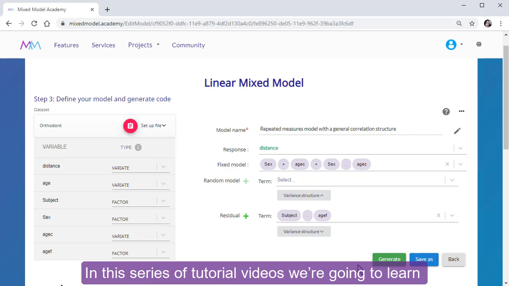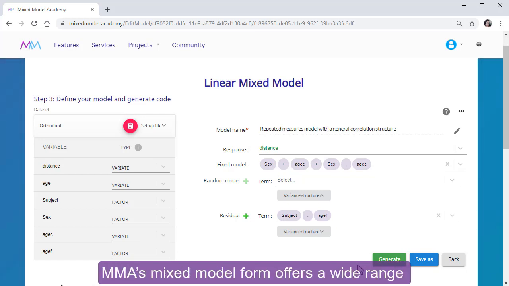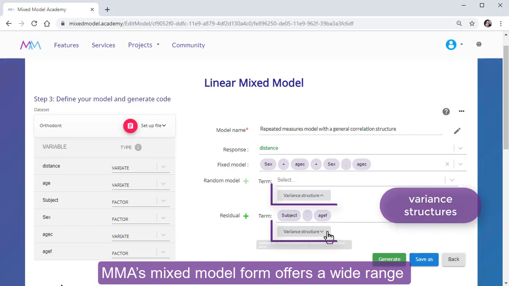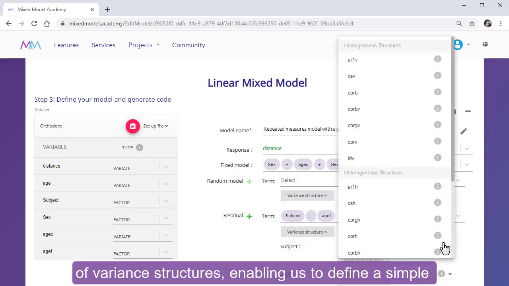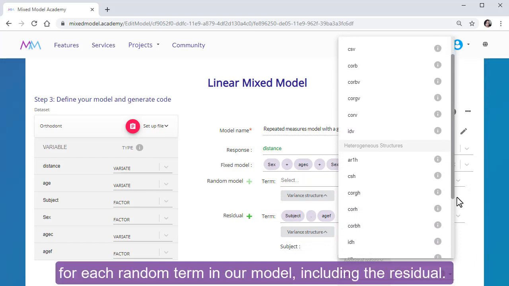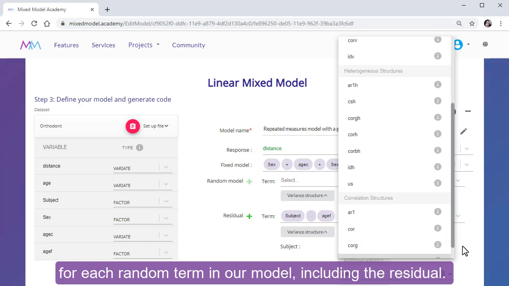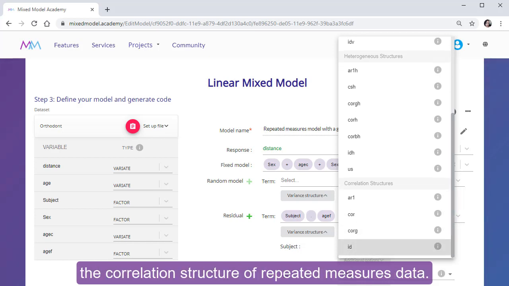In this series of tutorial videos, we're going to learn how to specify mixed effects models with complex variance structures in MMA. MMA's mixed model form offers a wide range of variance structures, enabling us to define a simple to a very complex variance structure for each random term in our model, including the residual. In this video, we're going to learn how to model the correlation structure of repeated measures data.